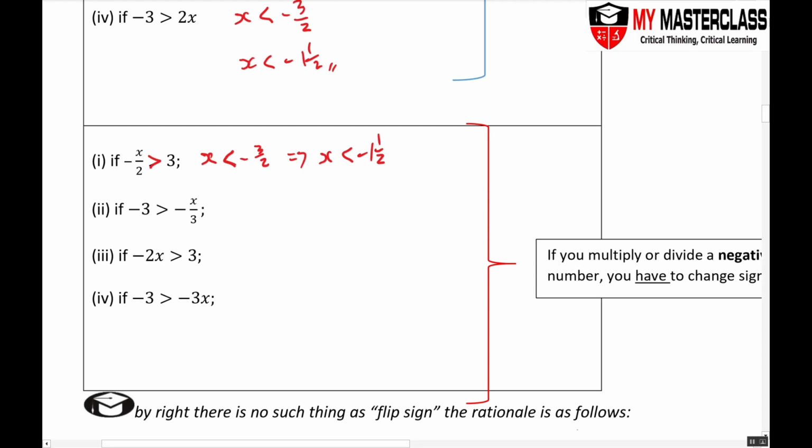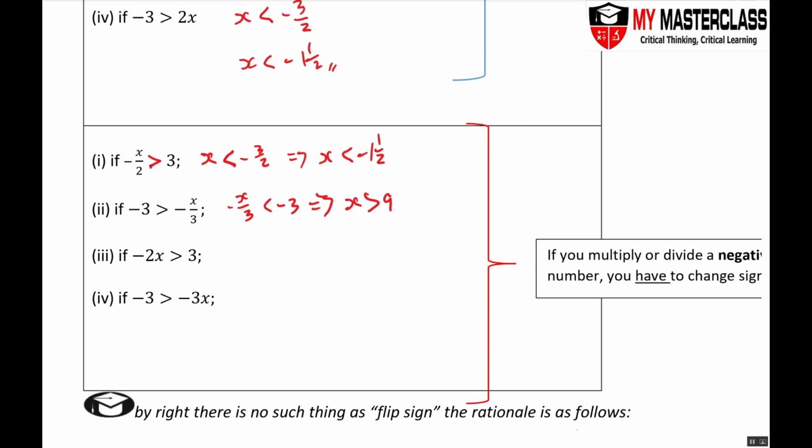Do the same thing for parts 2, 3 and 4. Rewrite it first, so you've got minus x over 3 less than minus 3. You can always do this first if it's too confusing for you. Then you get rid of the fraction, so multiply by minus 3 on both sides. You flip the sign, so you get x more than 9, because minus 3 times minus 3 is positive 9.